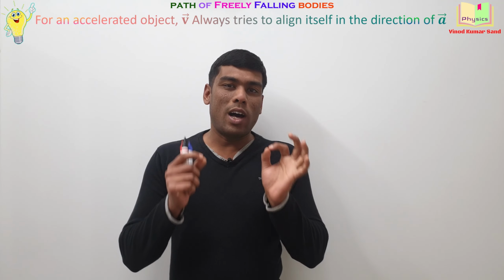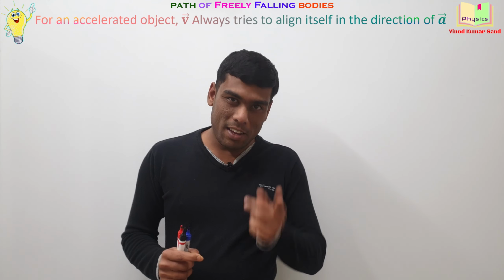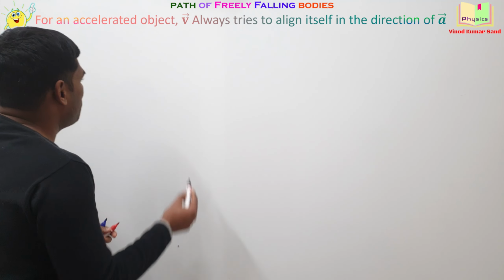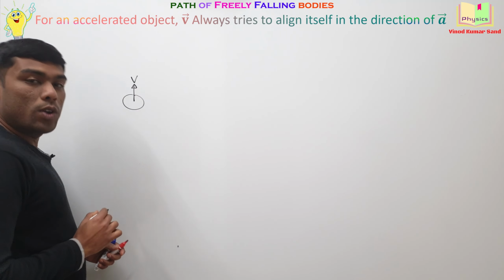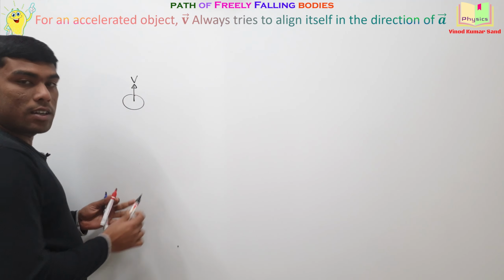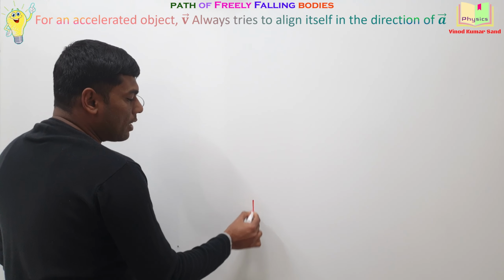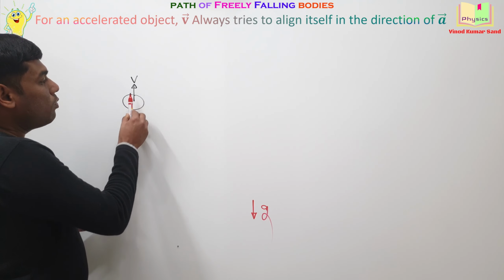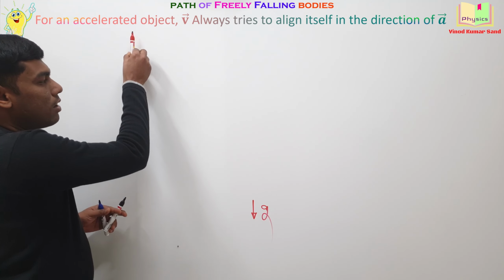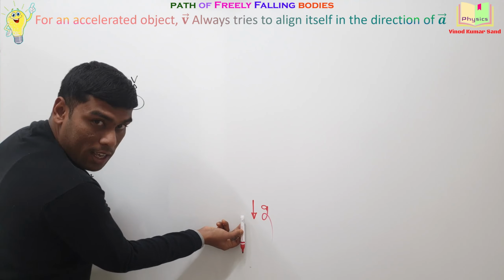Here is a nice trick to determine the path of an accelerated object. The statement is pretty simple. The v vector always tries to align itself along the a vector. I am giving you one example. Suppose, let's say a ball is thrown up. Its velocity vector is upward. We know that acceleration due to gravity is downward. So this v vector will try to align itself along the direction of a vector.